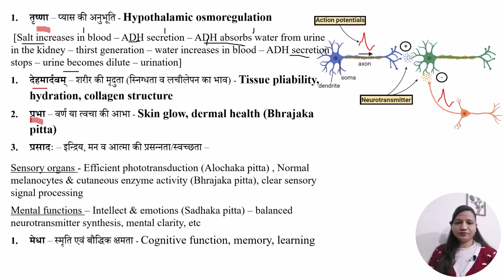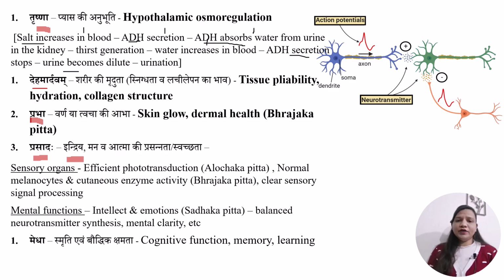Next one is prasad. What is prasad? It means इंद्रिय, मन व आत्मा की प्रसन्नता और स्वच्छता. So we can understand it one by one. Firstly is indriya. Indriya means sensory organs. All the sensory organs are considered as indriya.